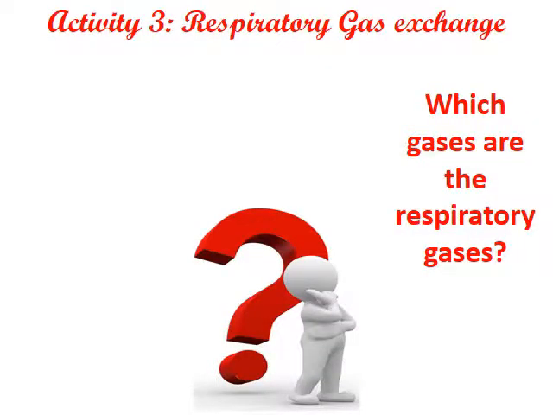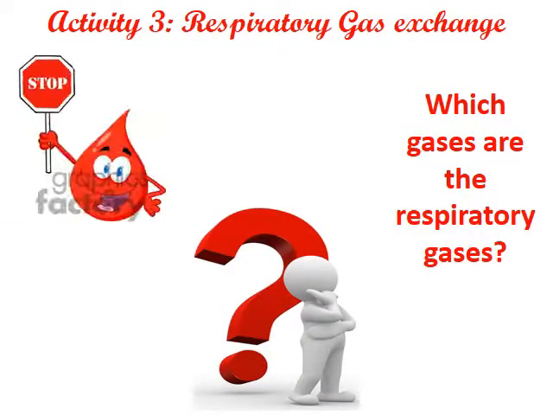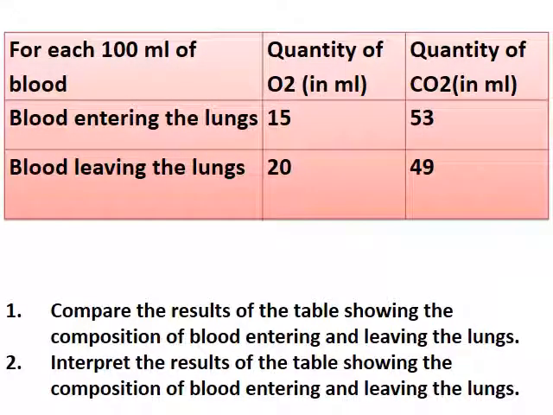Which gases are the respiratory gases? This is the big question of the activity 3. Here we have the quantity of oxygen and quantity of carbon dioxide in milliliter in 100 milliliter of blood, in blood entering the lungs and in blood leaving the lungs.